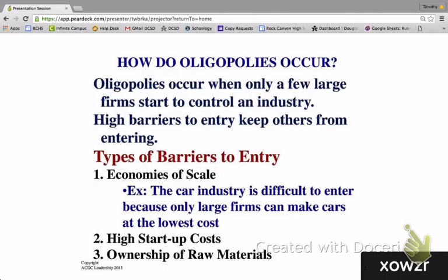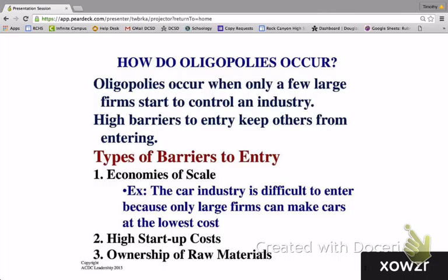Secondly, there may be very high startup costs. Think about the oil industry, the auto industry. Think about the computer industry or the electric power industry. Things like that. You have very high capital costs in the beginning. Millions or billions of dollars that are needed just to get off the ground and start your company, because you have to buy very expensive capital to get started. And so that keeps a lot of companies out.